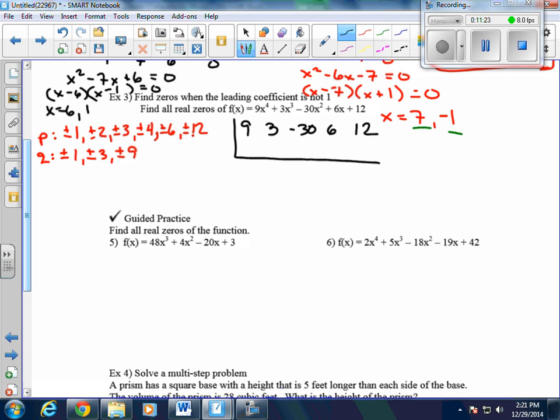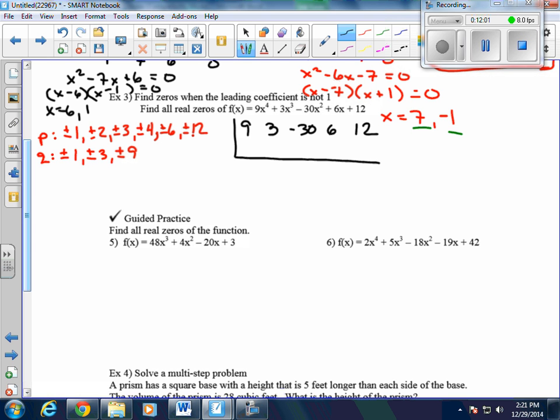So if it's an x to the fourth, I have to do synthetic division twice to get it down to an x squared. If it would be x to the ninth, I would have to do synthetic division 7 times to get it down to an x squared. All right, so we always want to get it down to an x squared so that we can solve it using the quadratic formula or factoring or one of the rules that we've talked about in chapter 4.